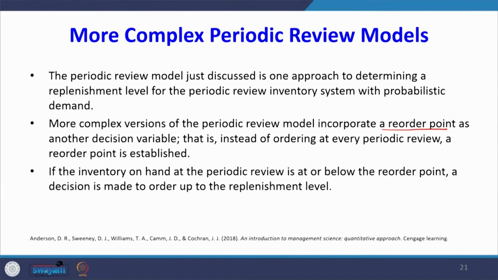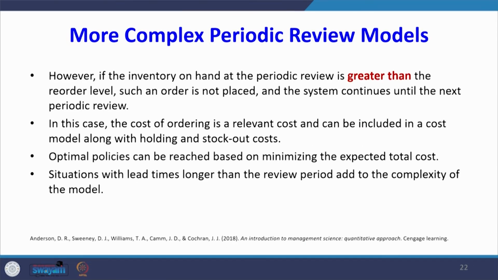This is what we have seen, that if the inventory on hand at periodic review is below the reorder point, a decision is made to order up to the replenishment level. However, if the inventory on hand at the periodic review is greater than the reorder level, we are having more stocks than the reorder level. If such an order is not placed, we will not go for a new order and the system continues until the next periodic review.